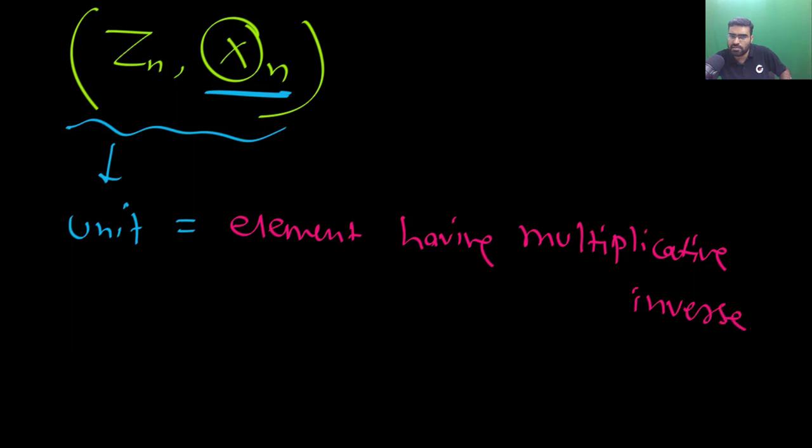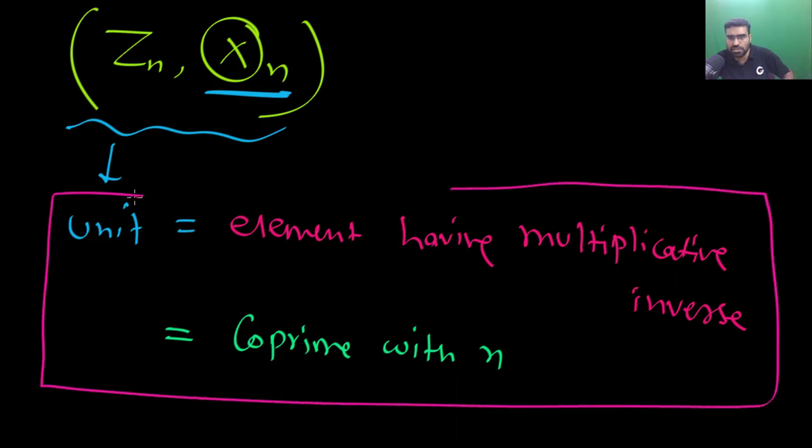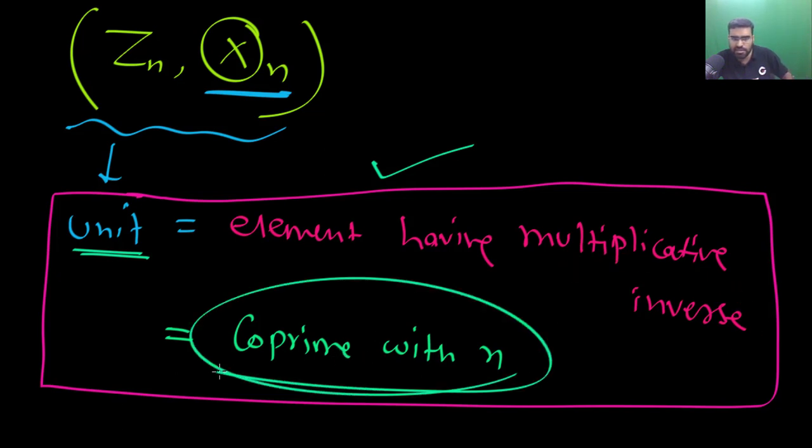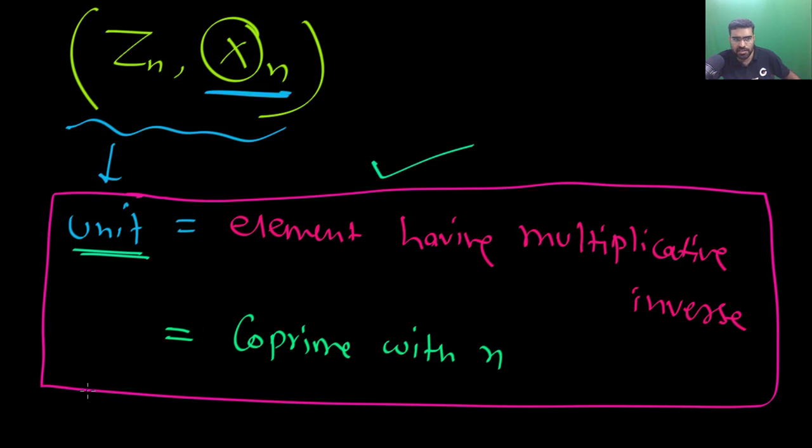And which element will have a multiplicative inverse? That will be co-prime with n. Element which is co-prime with n. So this is what you need to understand and remember. Very simple point. So what is a unit? A unit is an element which has a multiplicative inverse, an element which has an inverse, and that is co-prime with n. These three things are the same.